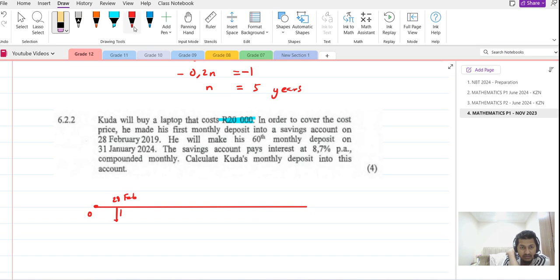28th Feb 19, and carries on making a deposit on the second month and so on, right up till 60, for 5 years, and that's when he will buy the laptop, after he makes his 60th deposit. So that will be 31st January 2024.